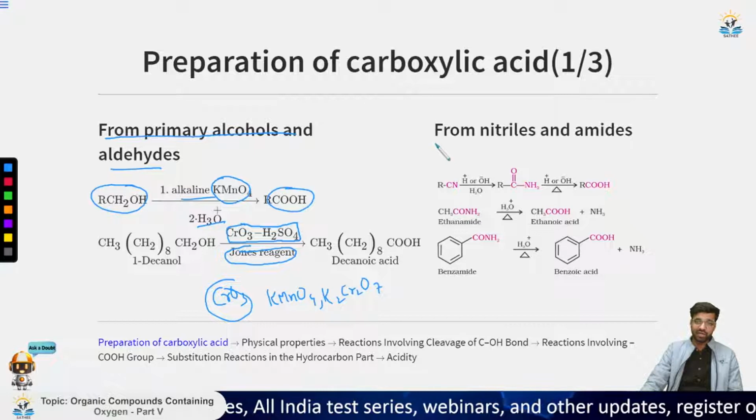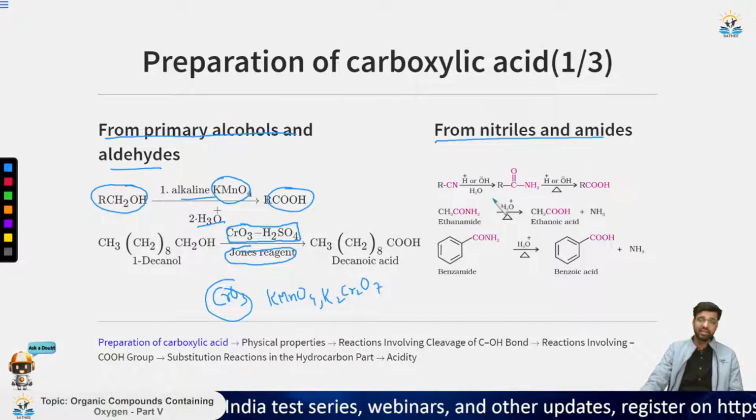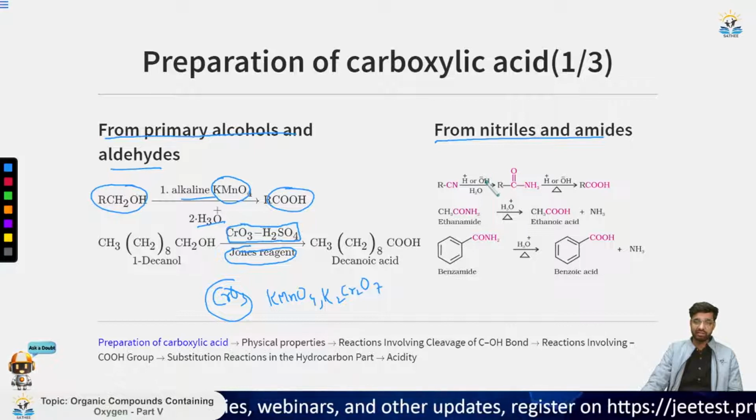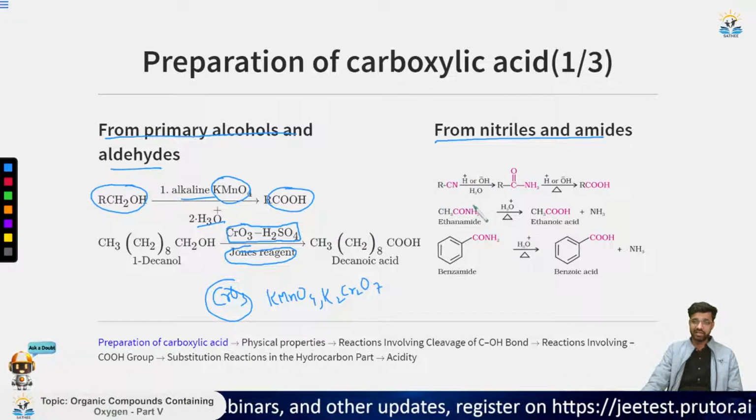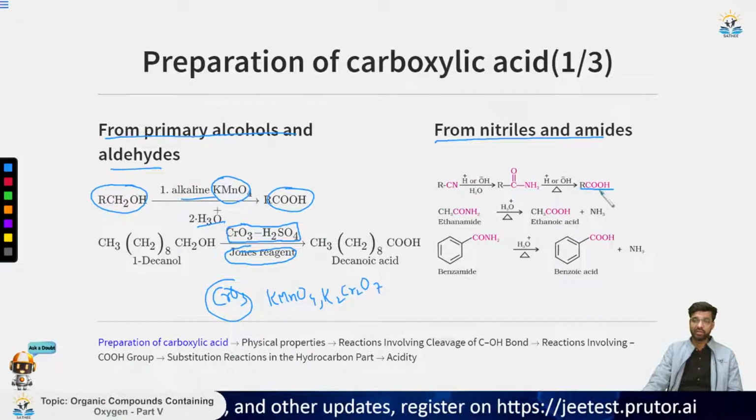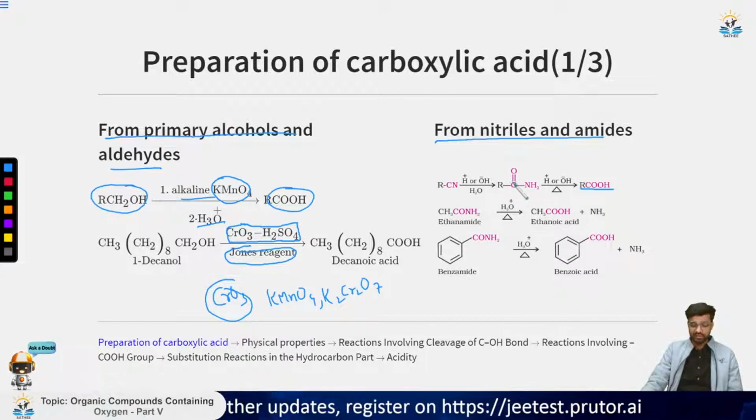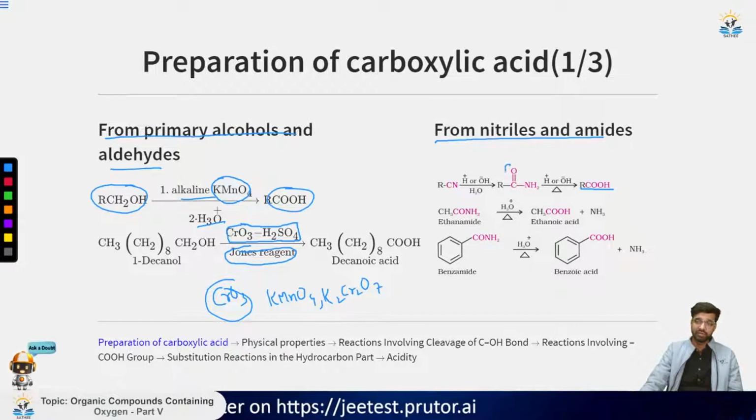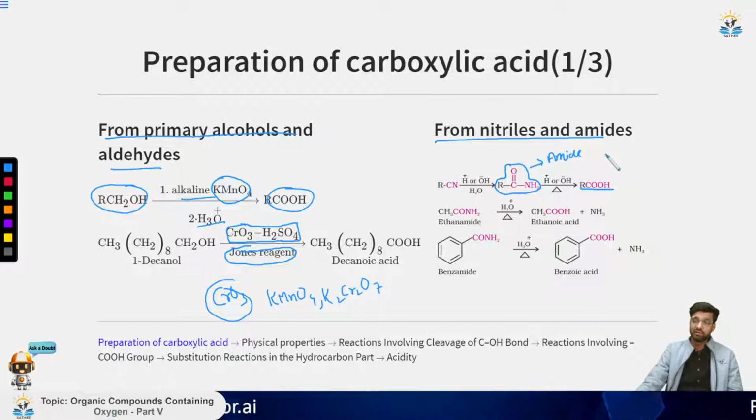Now, nitriles and amides can also be converted. Simply, we do the hydrolysis, and if you hydrolyze and then heat, you will get a carboxylic acid. In this lecture you will be confronting various derivatives of carboxylic acid. One of those is the amide. So what is an amide?